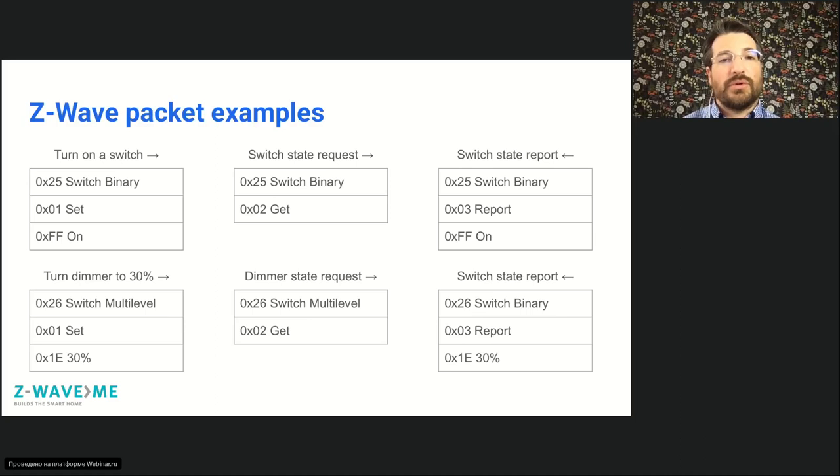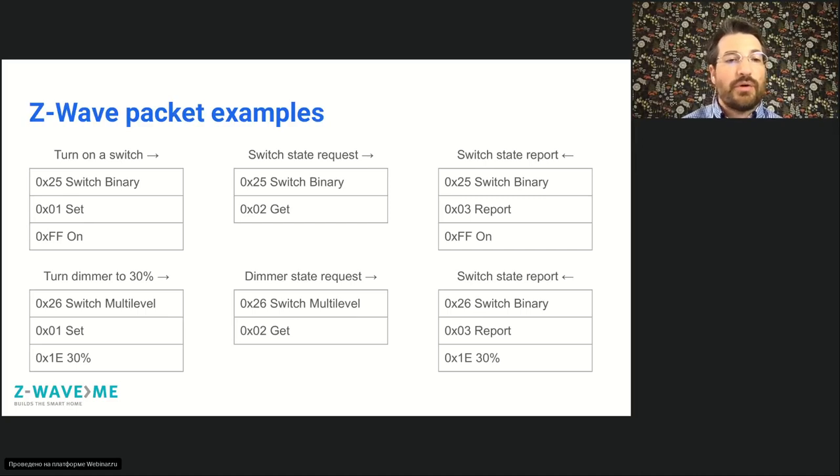If you want to request a value, you will need to send only 2 bytes. The same command class ID, because you want to request switch binary status, and then the command. The command is get, 02. The device will reply with a switch state report, which consists of 3 bytes. And here, the same command class ID. Then you have 03 for the report command, and then the actual value.